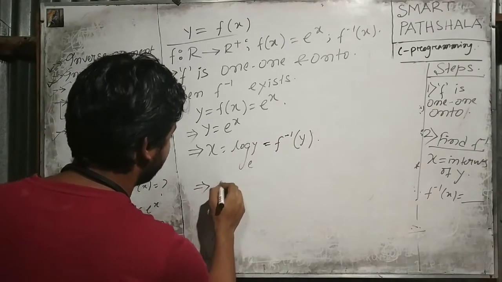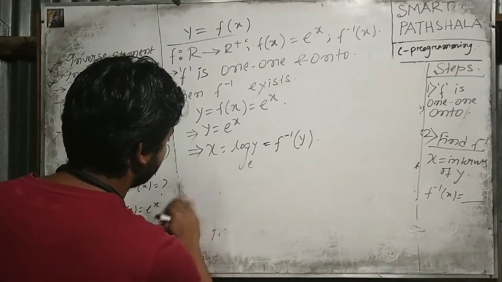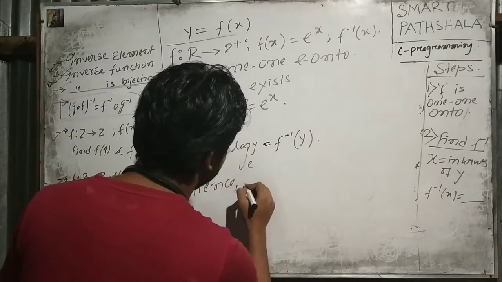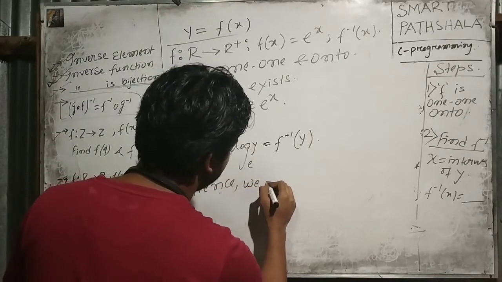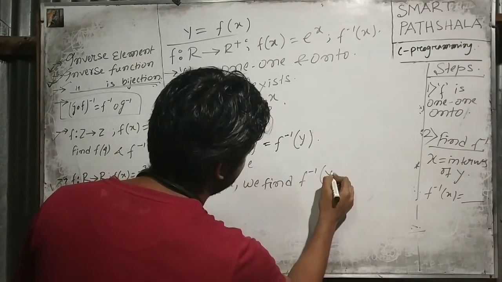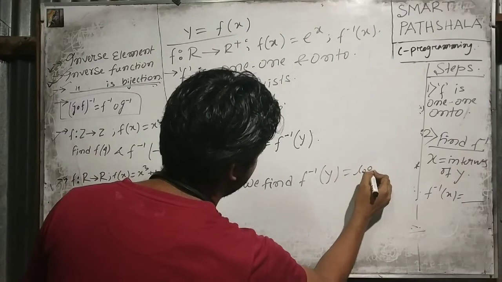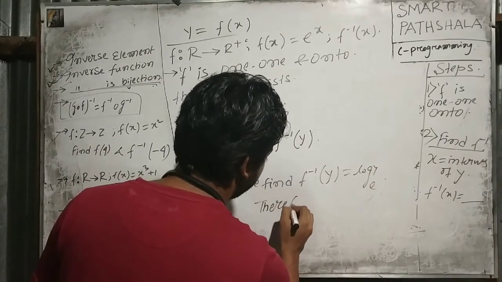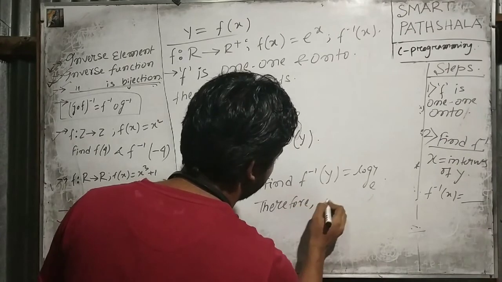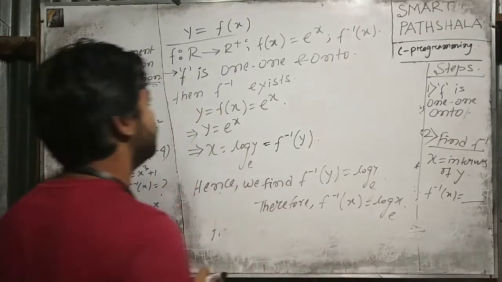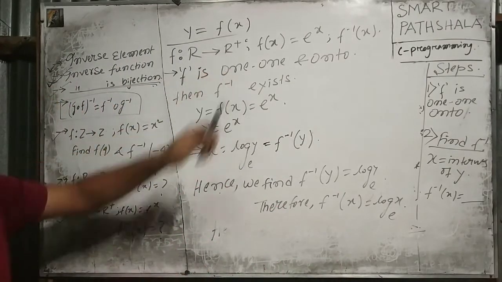Hence, we find f inverse of y is equal to log of y to the base e. Therefore, f inverse of x is log of x to the base e, when x belongs to this codomain set.